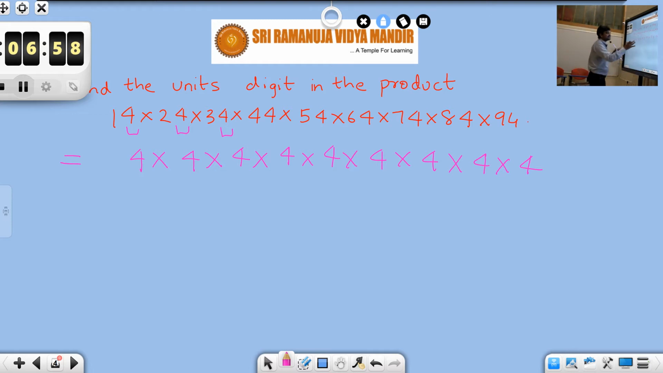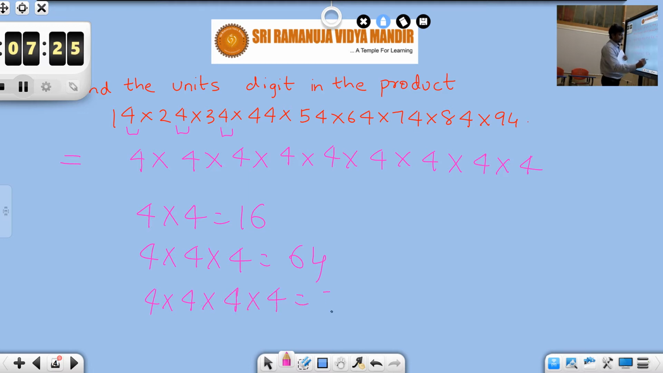Now again there is some pattern. See, whenever we multiply 4 with 4, we get 16. But if we multiply 4 into 4 into 4, this is 16 into 4, 64. Now if we multiply it again by another 4, we will get 256. Students, you will observe that whenever we multiply an even number of 4s, the number ends in 6.